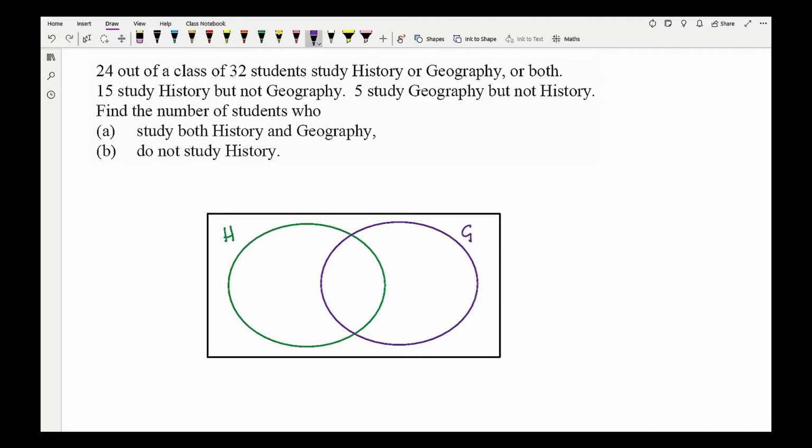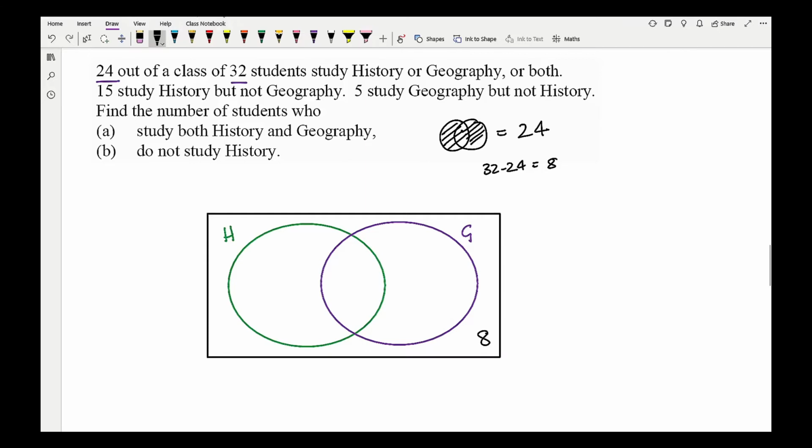So let's have a look at what this information tells me. Basically it tells me that 24 out of 32 students are going to be inside both the green and the purple circle. So to work out how many people aren't going to be inside those circles, let me just colour that in. Those two circles need to add up to 24. So if I do 32 take away 24, that leaves me with 8, which means that 8 students are not going to study history or geography.